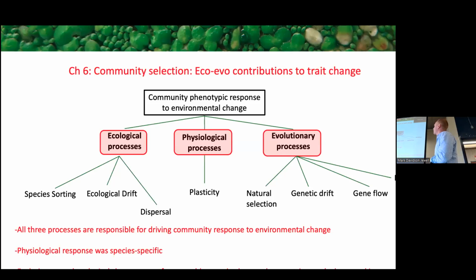So what have we learned in this final chapter? All 3 processes, ecological, physiological, and evolutionary, are responsible for driving the community response to environmental change. The physiological response was species specific. The evolutionary and ecological responses were of comparable magnitude over the same time scale, but they acted in opposite directions. What this means is that we can't just extrapolate individual species' adaptive or physiological responses to a community context. We have to consider selection at these different levels independently.